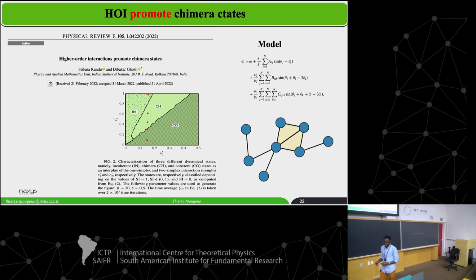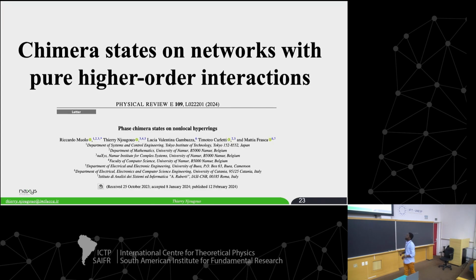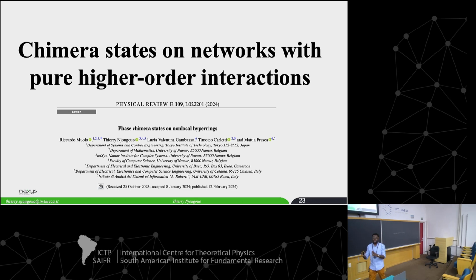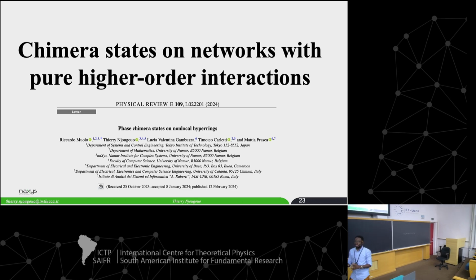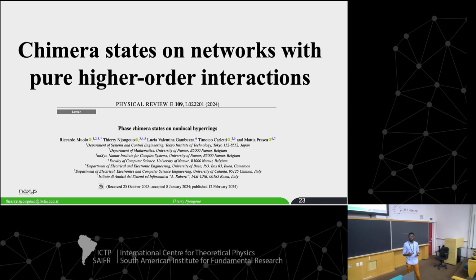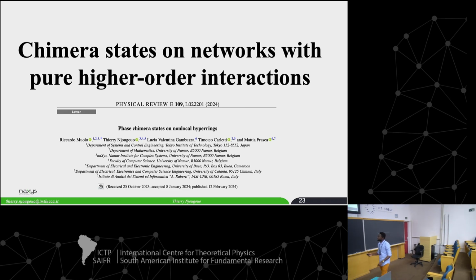That's why in this paper we try to build a model or a structure that uses only pure higher-order interaction, in the case of a hypergraph, to obtain the chimera state. It's clear that it is very artificial also, but we obtain the chimera state finally.